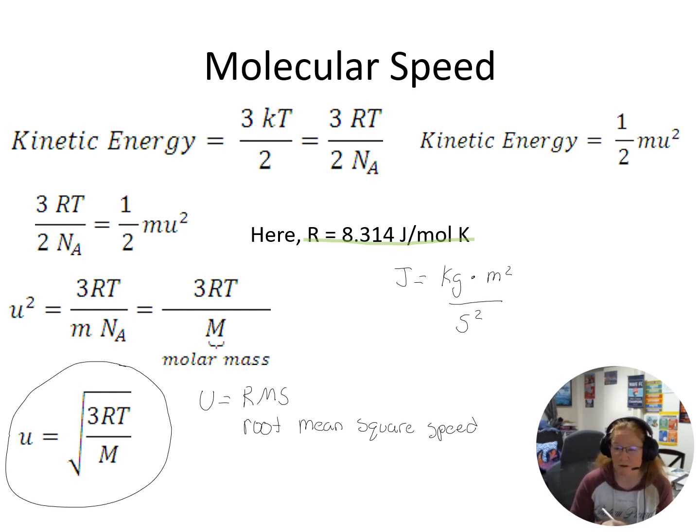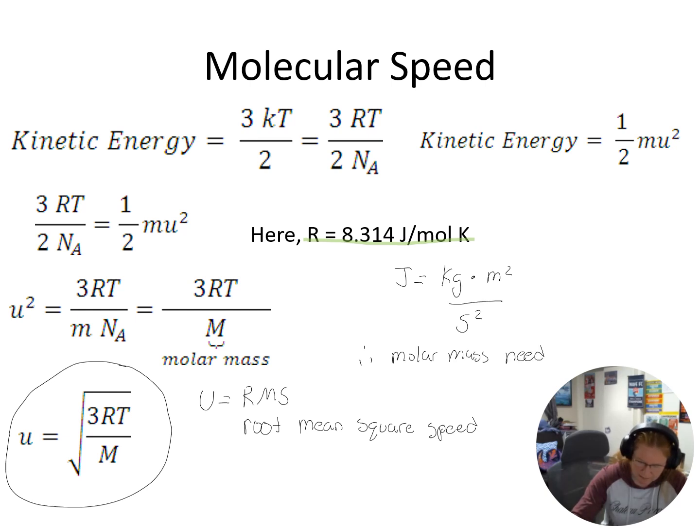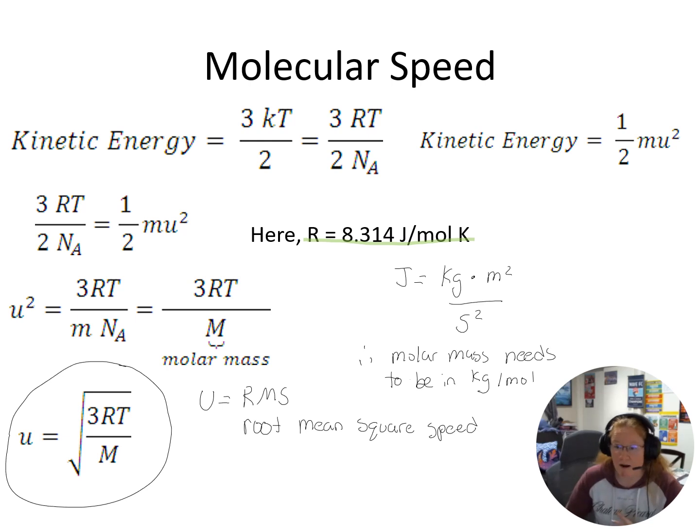Normally our molar mass is grams per mole, but because we have kilograms in our joules unit, this means molar mass needs to be in kilograms per mole. So when we're dealing with this RMS, this root mean square speed, we have to put our molar masses in kilograms per mole.